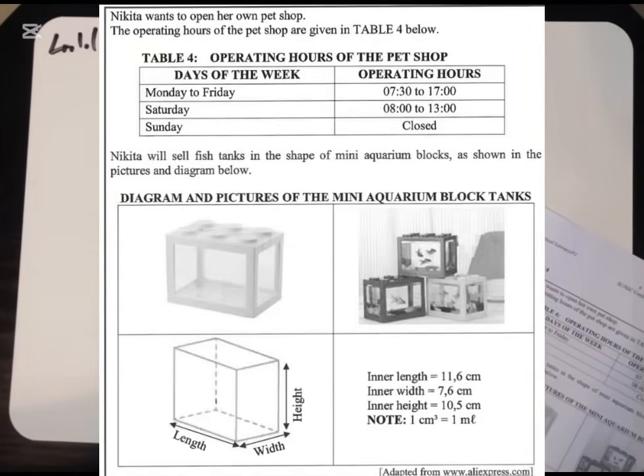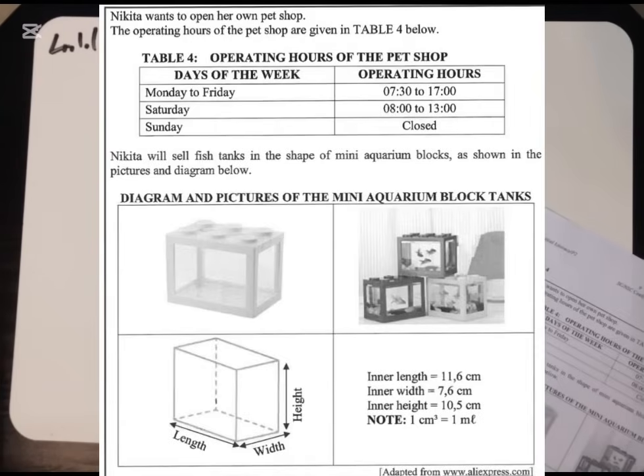Question 4 reads: Nikita wants to open her own pet shop. The operating hours of the pet shop are given in table 4 below. Monday to Friday is from 7:30 to 5 o'clock. Saturday is 8 to 1 o'clock. Sunday is closed. Nikita will sell fish tanks in the shape of mini aquarium blocks, as shown in the pictures and diagram below. In the diagram, we have the length, the width, and the height.